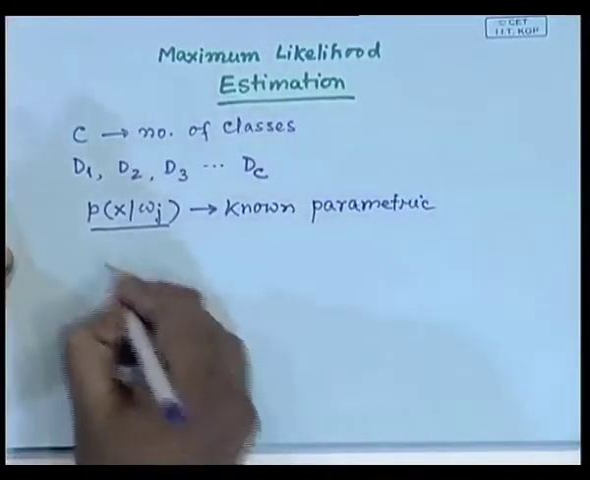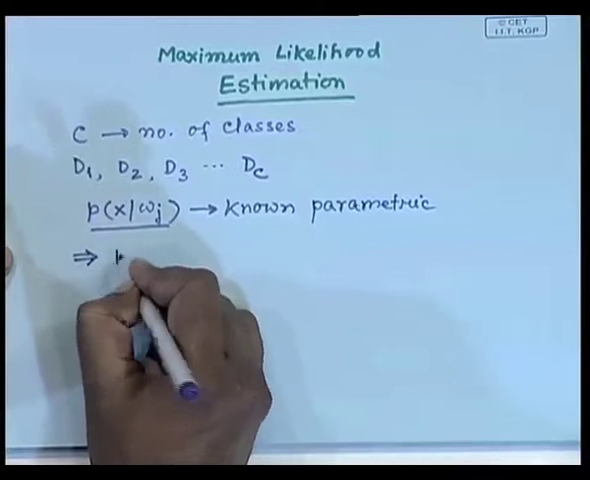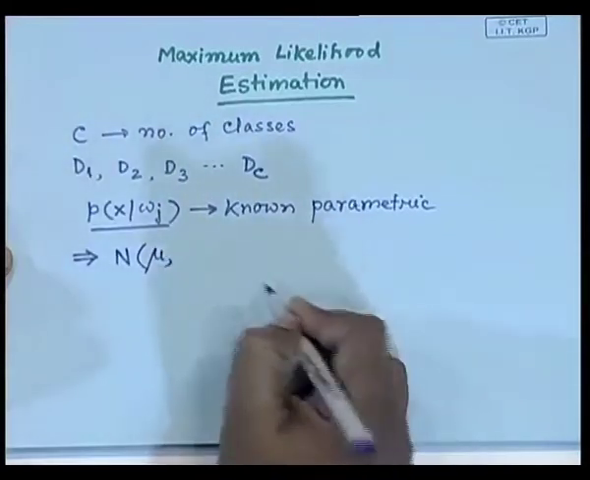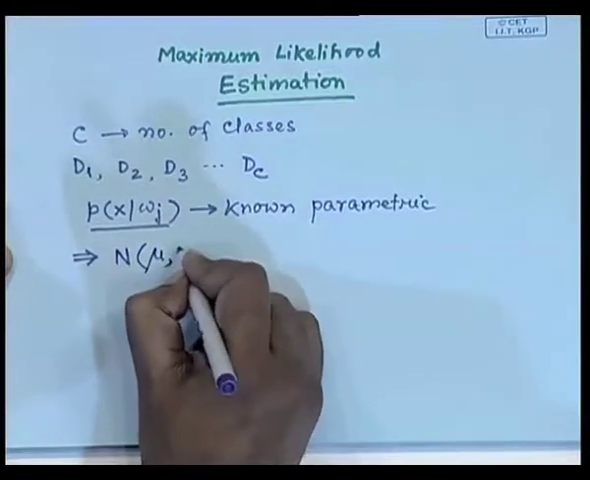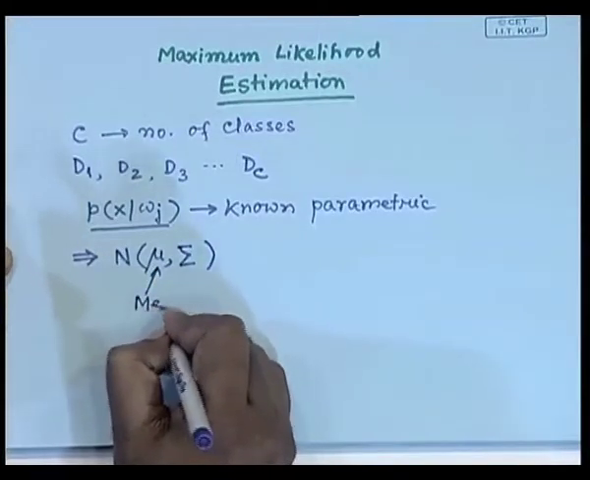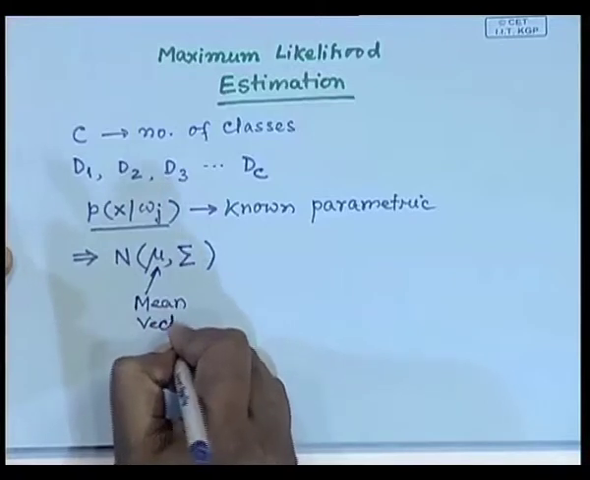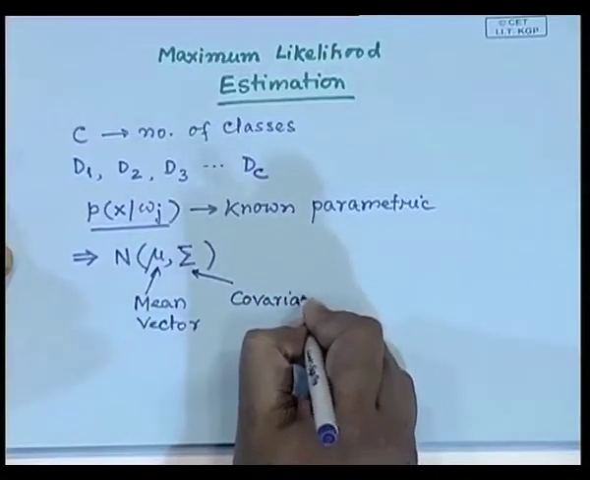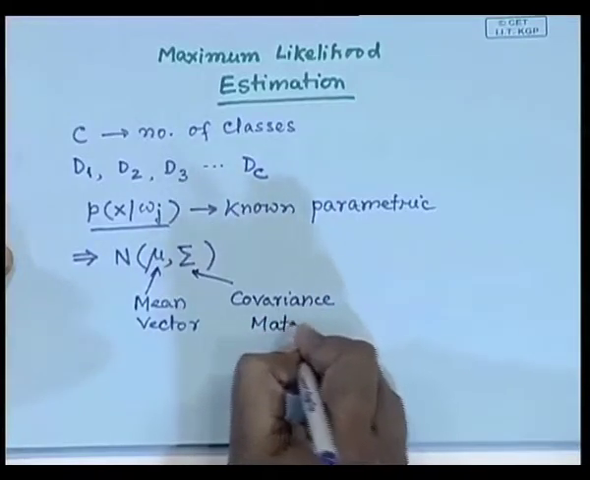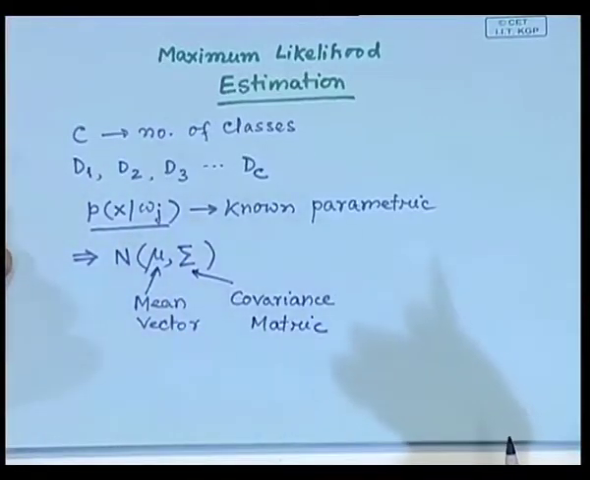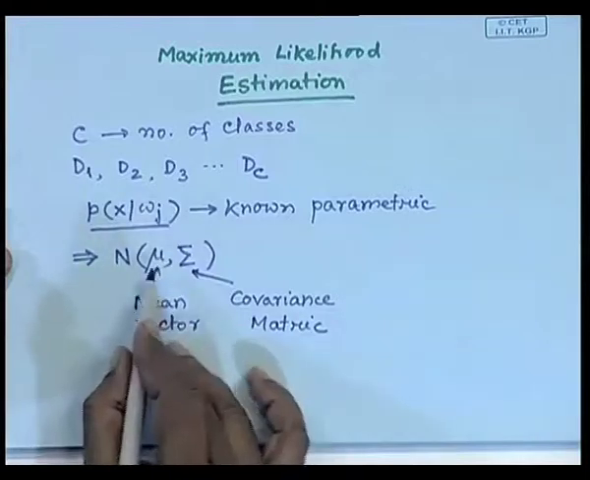Okay. So, in particular this known parametric form, if it is a normal distribution or a Gaussian distribution, then we have said that this known parametric form is uniquely defined by the parameters which are mu and sigma, where mu is the mean vector and sigma is the covariance matrix. Okay. So, these are the parameters which are known for normal distribution or Gaussian distribution. Similarly, I can have other types of distributions which are also parametric, but the parameters may be different from this.